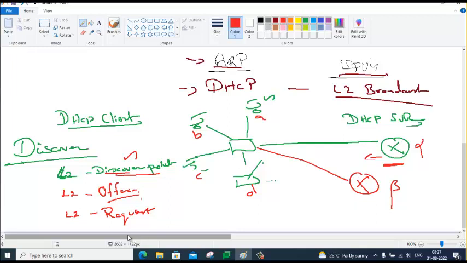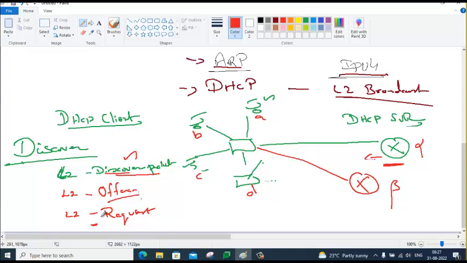So the request packet is actually requesting an IP address from that alpha, not from anyone else, not from beta. So alpha now receives a request, but this is still a layer 2 broadcast, but it has the destination MAC address in it.